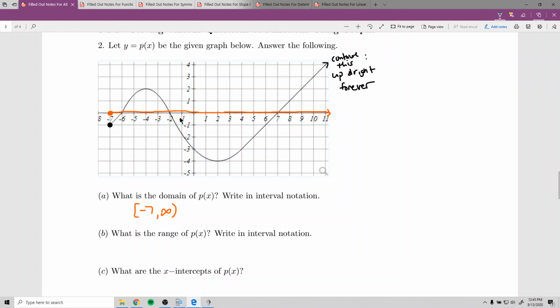And now the range is the y value. So we want to look at the bottom of the graph, which is right here. Remember, it's a filled-in circle if it's part of the graph. So the bottom is -4. And then it goes up, and because of what's going on over here, it's going up forever. So it's going up to infinity as well. The y values of the graph are going up to infinity.